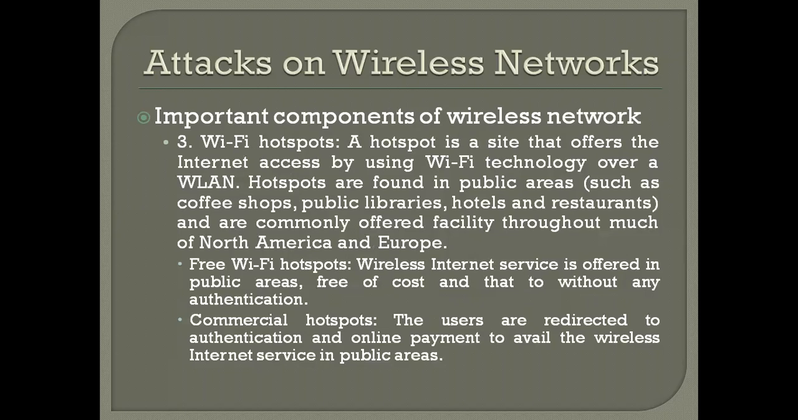Then another one is the Wi-Fi hotspot. We all know what a Wi-Fi hotspot is. A hotspot is a site that offers internet access using Wi-Fi technology over a WLAN. Hotspots are found in public areas such as coffee shops, public libraries, hotels, and restaurants, and are commonly offered facilities throughout much of North America and Europe. These facilities generally offer open Wi-Fi. Generally, at a railway station there is Rail Connect, and at an APSRTC bus stand there are also some open Wi-Fi networks.